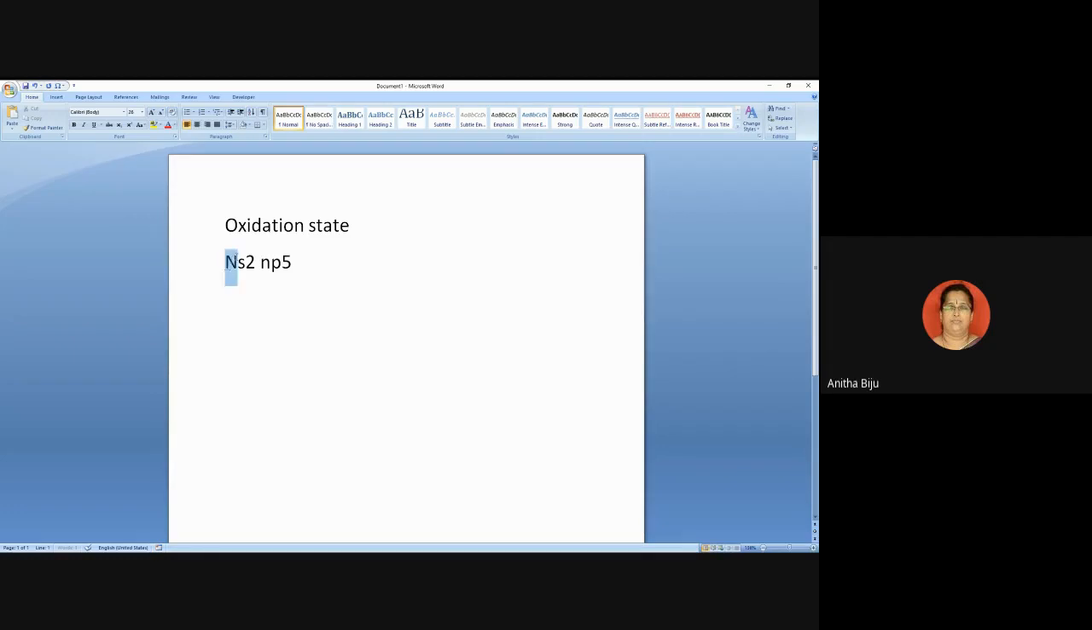ns2np5, this is also small letter, okay? ns2np5. What will be the first tendency of a 15th group element? What is the first tendency? Say, first tendency is to gain the electron, okay?